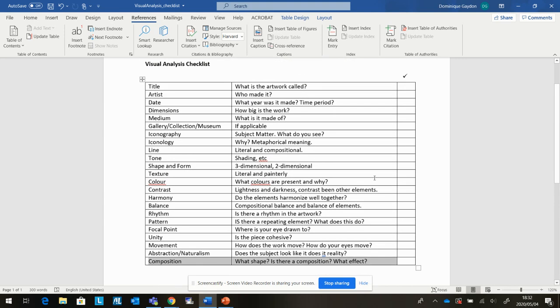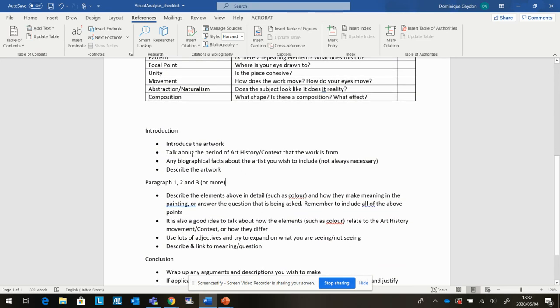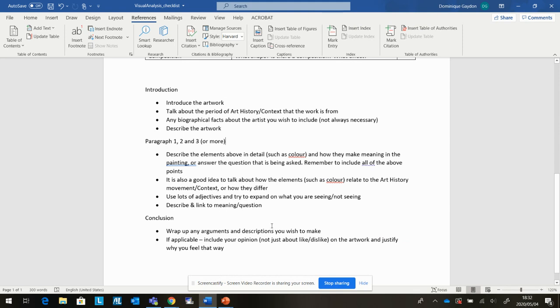So we'll go through this again. We'll analyze an artwork together as much as is possible using this medium, and we'll go through this in more detail with an example. So for your assignment, this is a quick and easy way to write a visual analysis, and I think this makes the most sense to my brain.